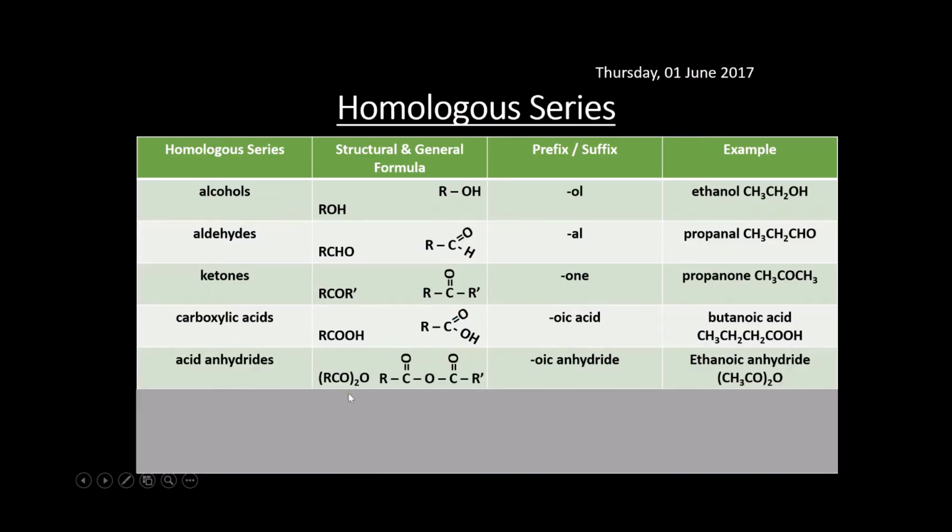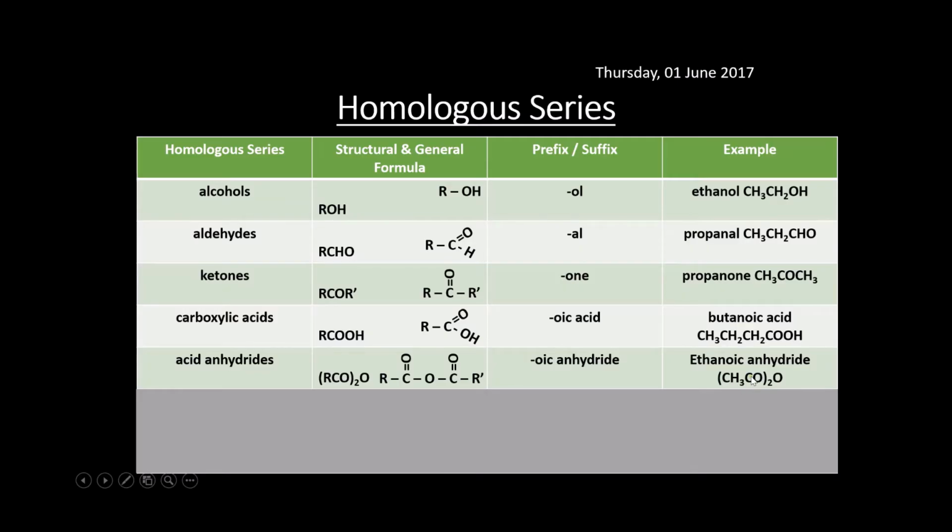Acid anhydrides are quite symmetrical molecules. You've got basically two carbonyl groups, and sandwiched in between them is an oxygen. This is the structure of an acid anhydride. They end in -oic anhydride. So for example, ethanoic anhydride is this example here.